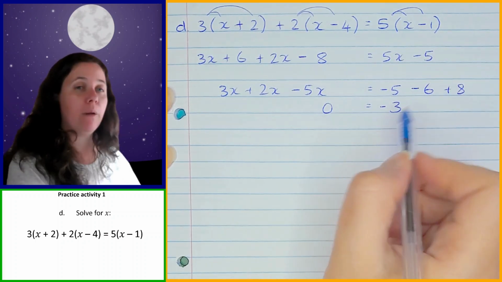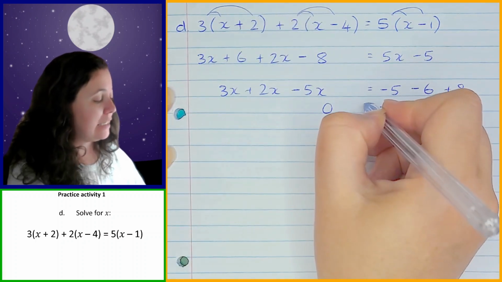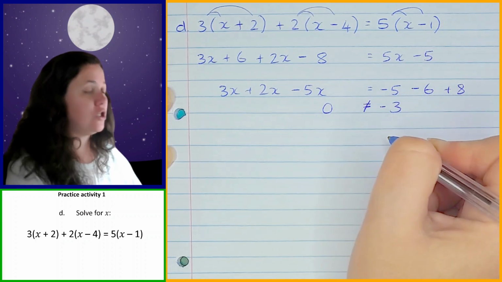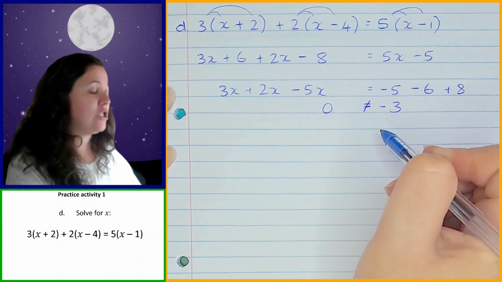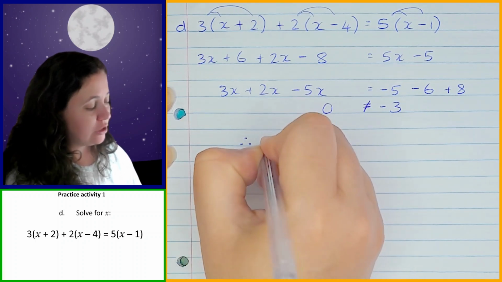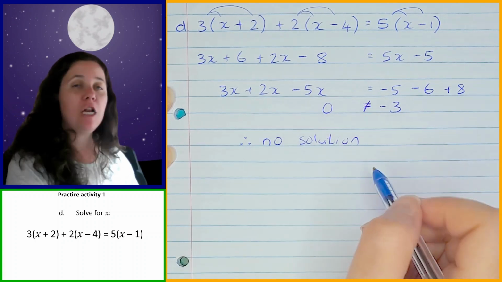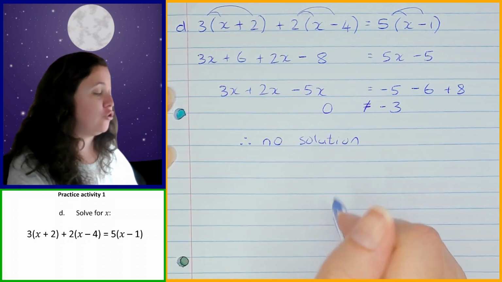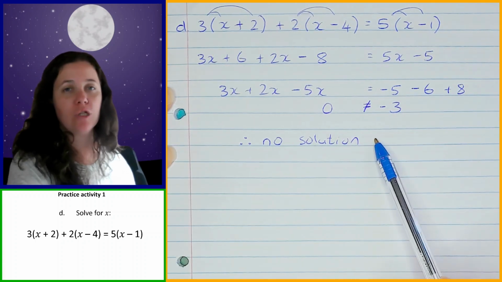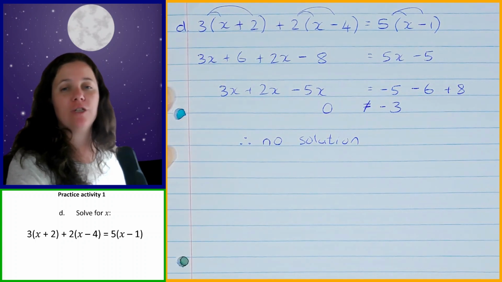But now I've got a problem because I don't have an x anymore because the x is all cancelled out, and this is not equal. 0 is not equal to negative 3. So this is an example of a question where we have no solution. There is no solution for this equation. There's no value of x that will make this equation true because the x's will always cancel out, and 0 is never going to be equal to negative 3. Okay, so that's what we should have got for question D, that there is no solution.